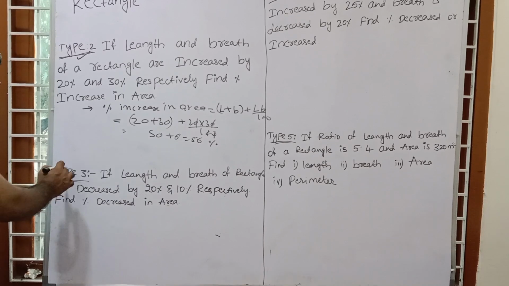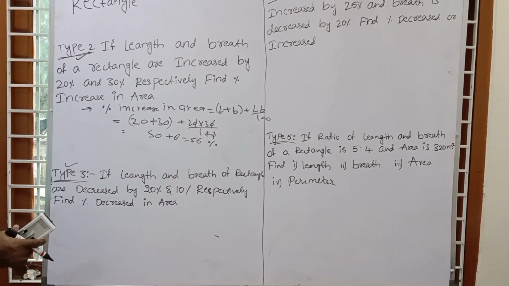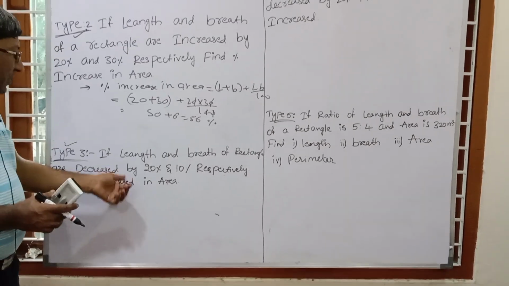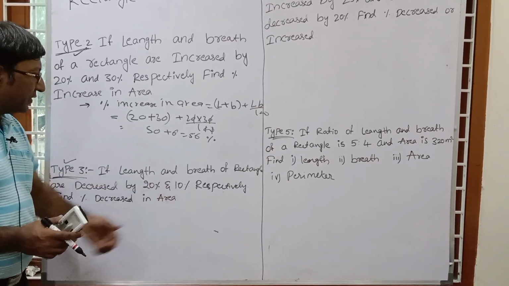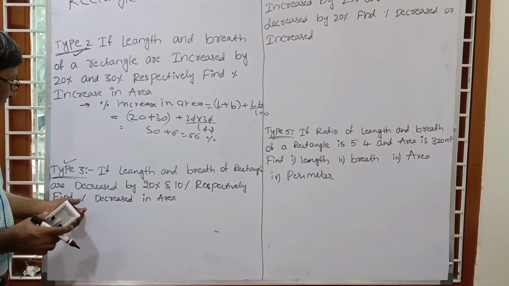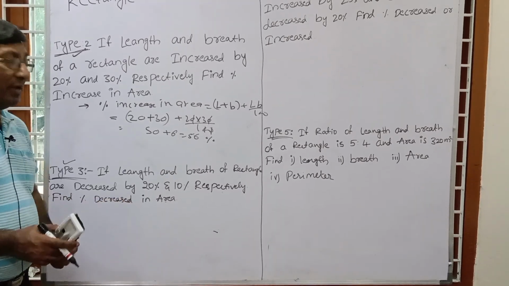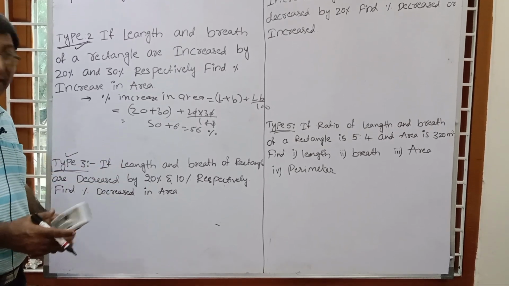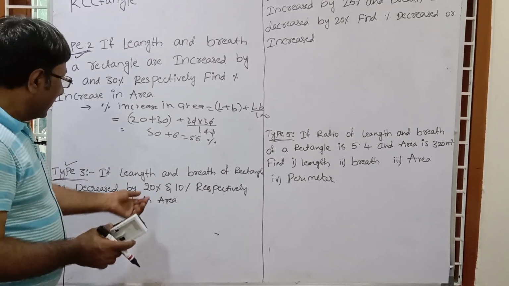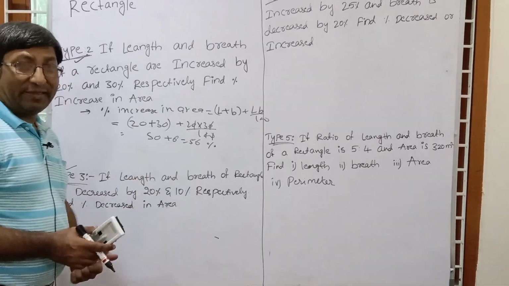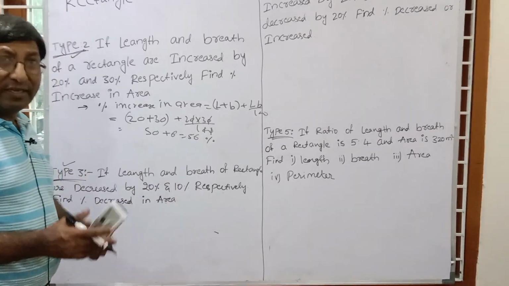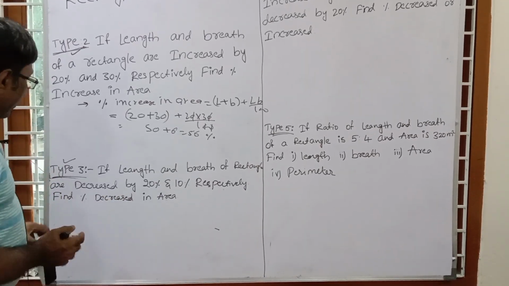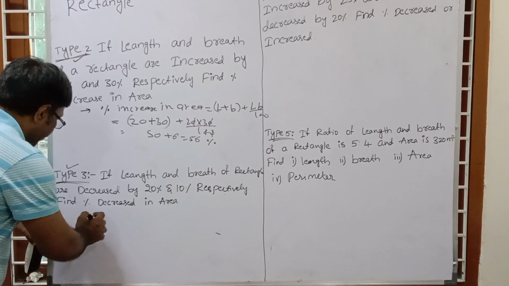Now see the type number 3 question. If length and breadth of a rectangle are decreased by 20% and 10% respectively, then find the percentage decrease in the area. This is also a very important type of question. In many exams this type of question is generally asked. So here there is a 20% decrease in length and a 10% decrease in breadth, and we have to find the percentage decrease in area. For this type of question also there is the same trick.